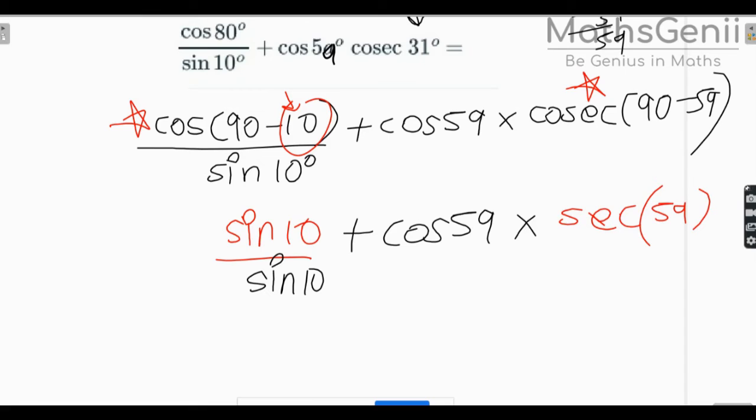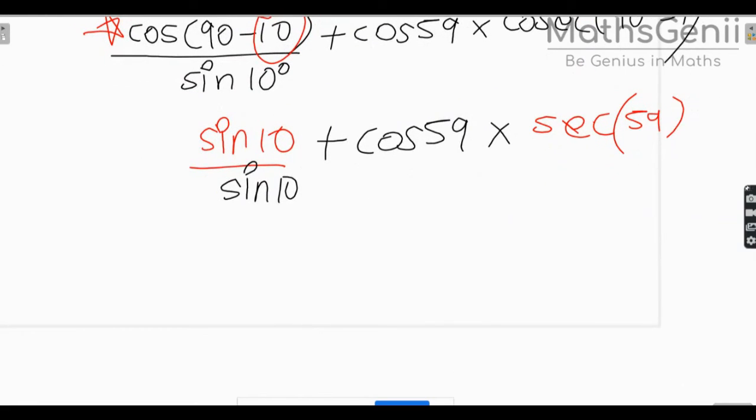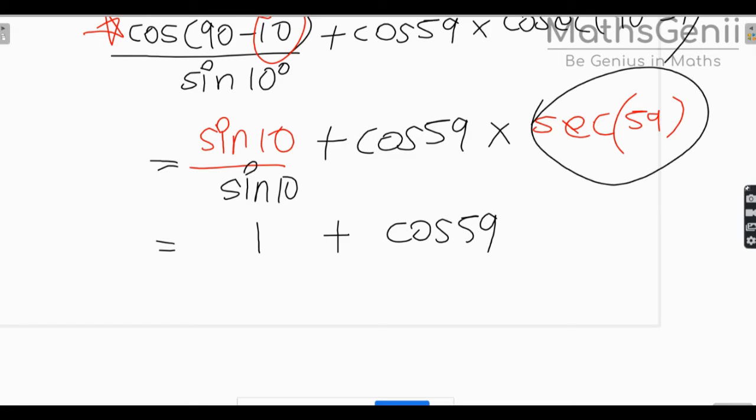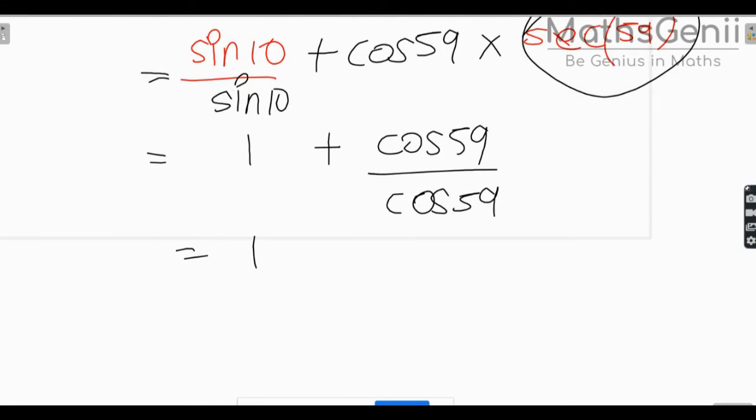If you want any further clarification, you can watch my trigonometry video. I have explained it in detail there. So sine 10 upon sine 10, anything upon the same thing becomes 1, plus cos 59 sec 59. Sec when reversed becomes cos. Okay. Then again same thing upon same thing becomes 1. 1 plus 1, 2.